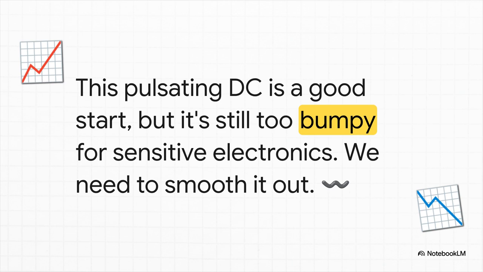Now, this pulsating DC is a huge step in the right direction, but it's still way too rough for our sensitive electronics. It's kind of like trying to drink from a fire hose that's sputtering on and off. We need a smooth, stable, constant voltage.